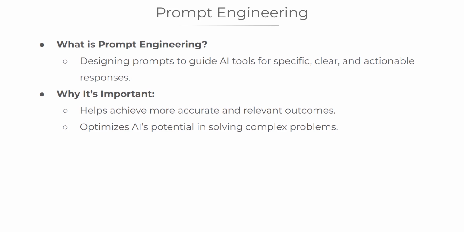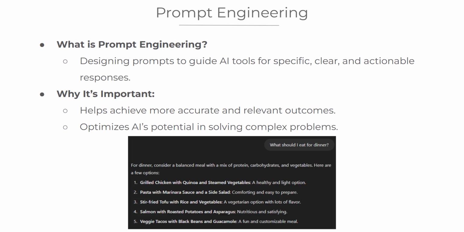Let us explore two examples of prompts and their responses from ChatGPT to understand this better. In example one, the prompt is, "What should I eat for dinner?" And ChatGPT provides a list of general meal suggestions, such as grilled chicken with quinoa and steamed vegetables, pasta with marinara sauce and a side salad, and so on. While this response is helpful, it lacks personalization and does not take into account specific dietary needs or preferences, which could make the answer more relevant and useful.